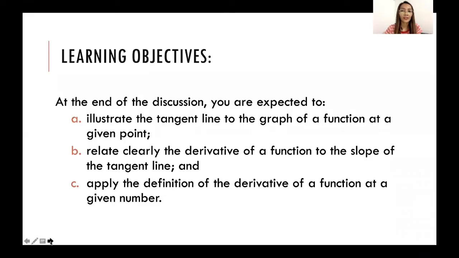At the end of this interactive video, you are expected to, letter A, illustrate the tangent line to the graph of a function at a given point. Letter B, relate clearly the derivative of a function to the slope of the tangent line. And C, apply the definition of the derivative of a function at a given number.